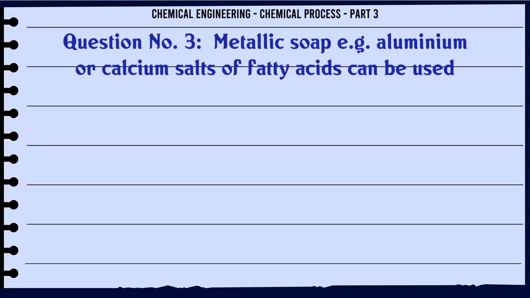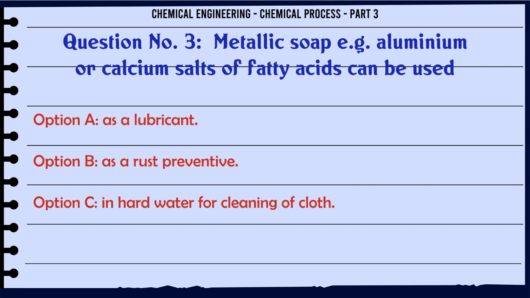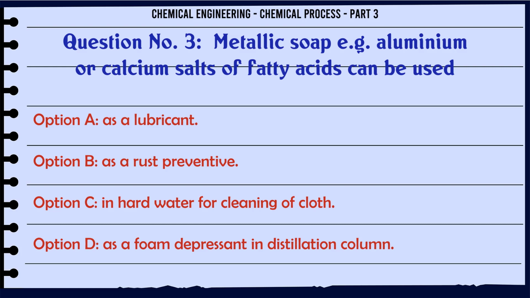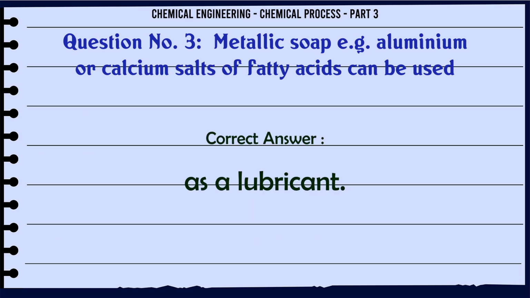Metallic soap, e.g. aluminium or calcium salts of fatty acids, can be used: A. as a lubricant, B. as a rust preventive, C. in hard water for cleaning of cloth, D. as a foam depressant in distillation column. The correct answer is as a lubricant.